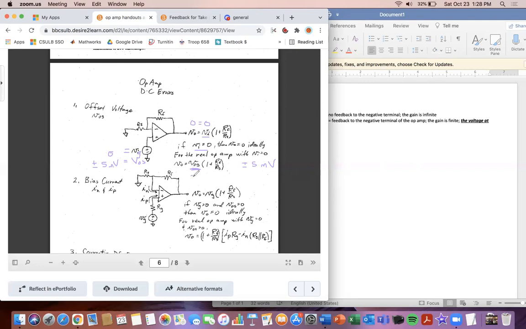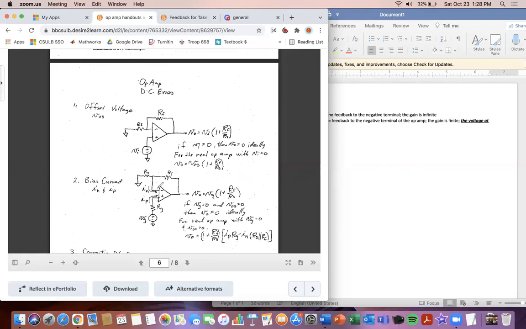So you plug in your plus minus 5 millivolts in whatever values you have for the resistors. So it'd be 1 plus your RF over RS. And that's what you would do. And your output voltage would be plus minus whatever this value is here multiplied by the gain. And then for the next one, we're going to have bias current.